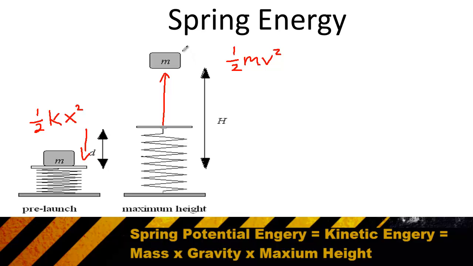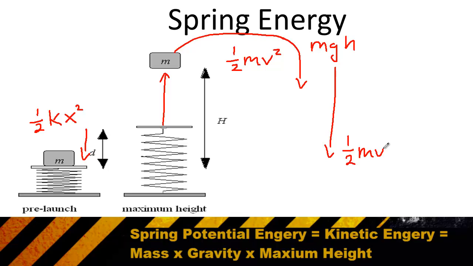Now, eventually that object will stop going up, and it will pause momentarily before it starts to head back down to Earth. At its maximum height, the object also has its own potential energy, and that energy is simply equal to its mass times gravity times its height. And then the object will begin to fall back down to Earth, and right before it hits the ground, it will reach its maximum velocity. And at that point, all of the potential energy, all of the mgh, has been converted once again back into kinetic energy, or 1/2 mv squared.